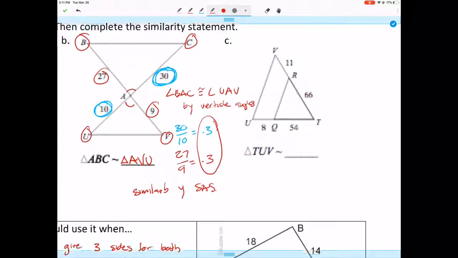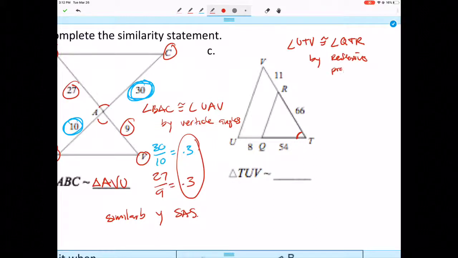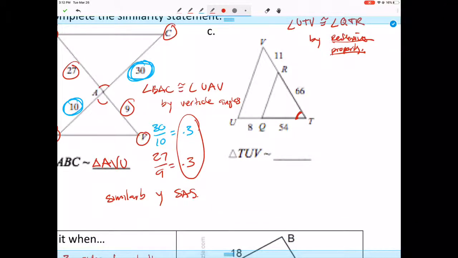All right, last one. We have a triangle inside of a triangle. They share the same angle. Therefore, we know that angle UTV is congruent to angle QTR by the reflexive property. Okay, reflexive property is wherever the angles share the same angle. And now we just need to also find that the two sides are proportional.